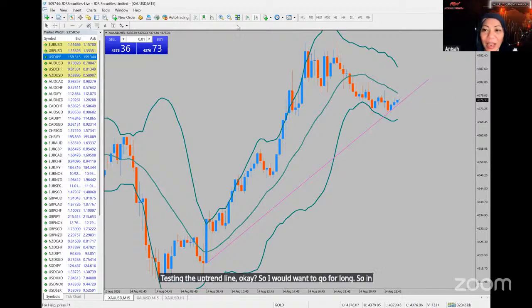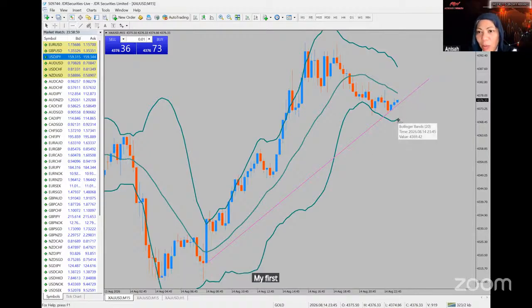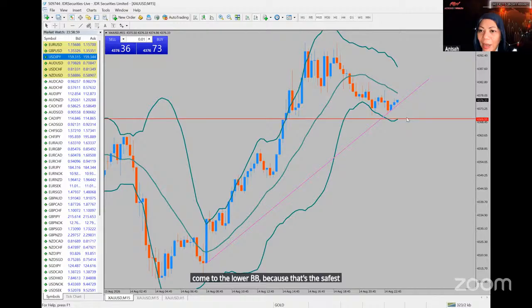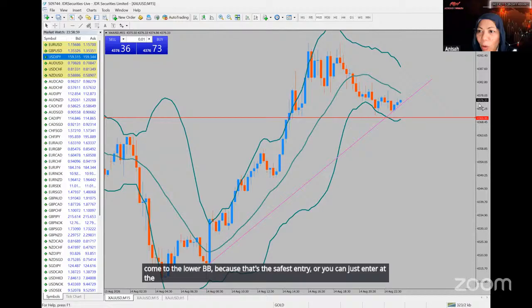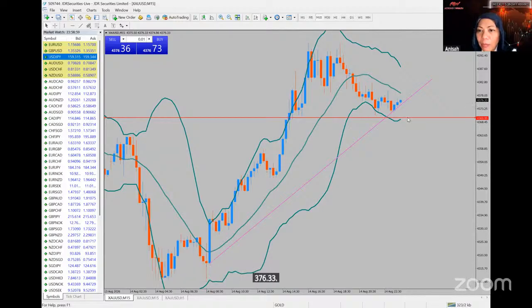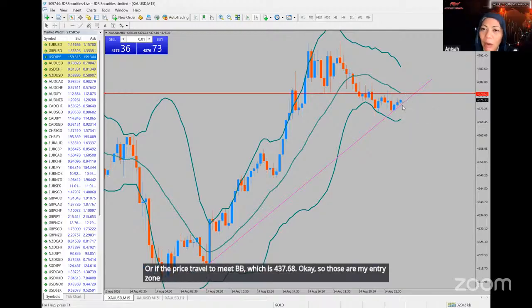In order to do that, my first entry is when the price comes to the lower BB, because that's the safest entry, or you can just enter at the last price, which is 4376.33. Or if the price travels to mid BB, which is 4378.68.